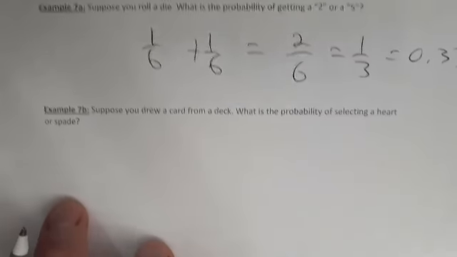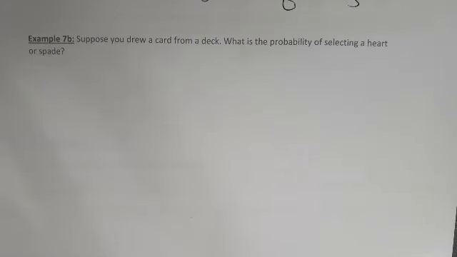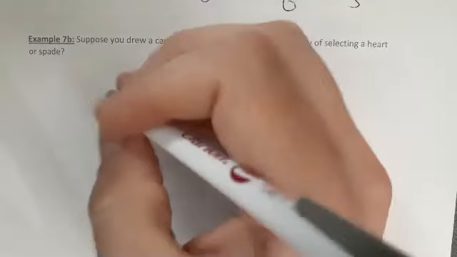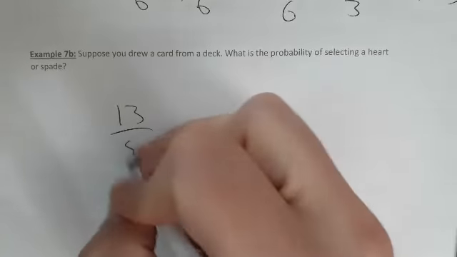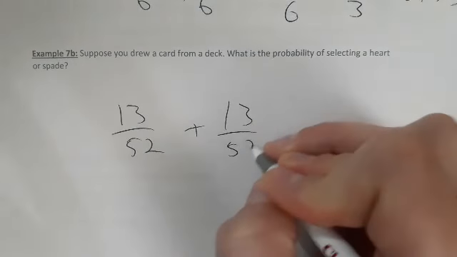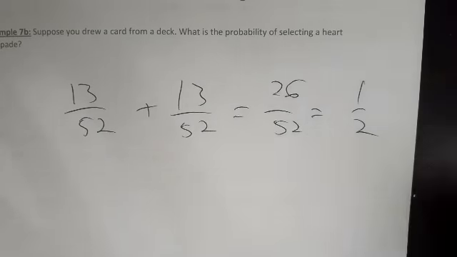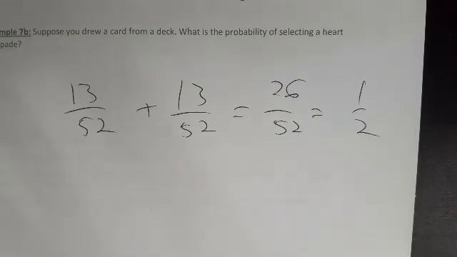Likewise, and I will have maybe a counterexample for this when we get to overlapping. But if we're drawing from a card deck, so this is going back to looking at your playing cards, what is the probability of selecting a heart or a spade? So if we do the probability of heart or spade, 13 out of 52 of those cards are a heart, and 13 out of 52 of those are a spade, so 26 out of 52, or half of the cards that we're talking about are either a heart or a spade.